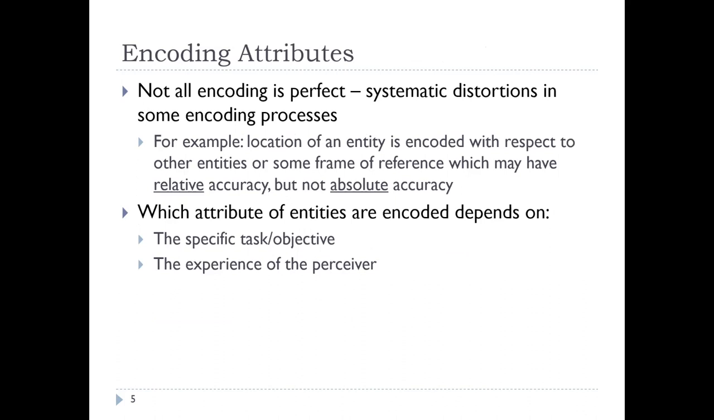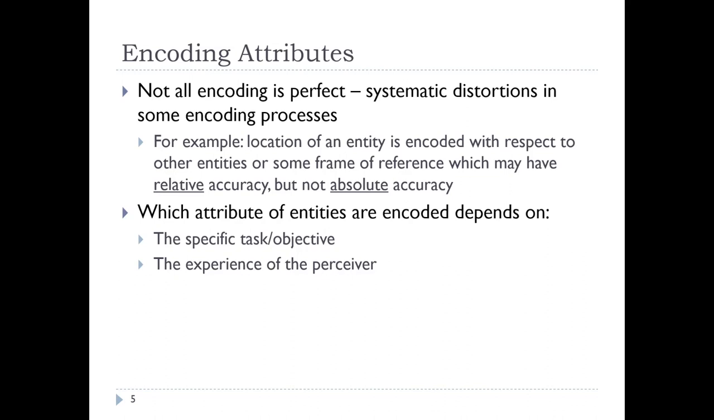And so when we're going to encode those attributes, when we're going to try to represent that, we have to understand that our ability to encode is not perfect. Okay. We get distortions in the encoding process. And because of that, that can cause us some issues. Last time we talked about pattern recognition and generalization and classification, and those things can get messed up if we have distortions or issues in our encoding.